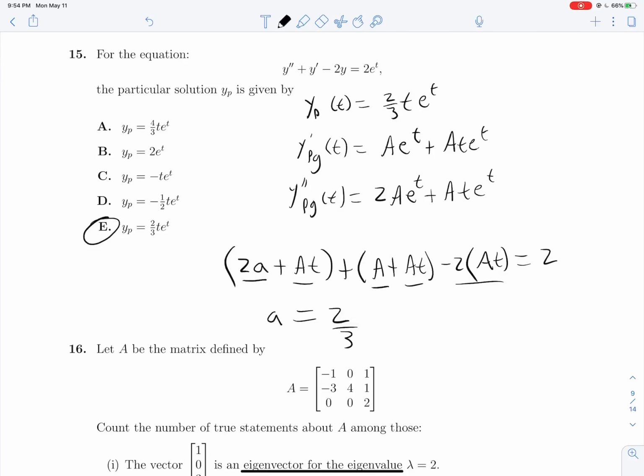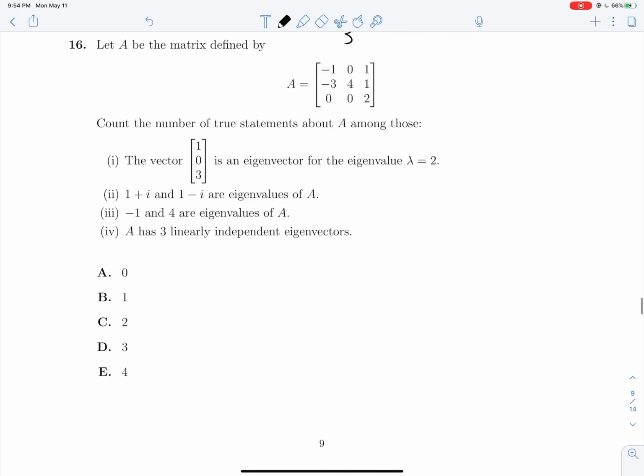So 15 is E. Let A be the matrix defined here. Count the number of true statements about A among these. So the vector 1, 0, 3 is an eigenvector with the eigenvalue lambda equals 2. Well, we can check that really quickly. If I just write out A, we know that an eigenvector, when multiplied by our matrix, will just be scaled by whatever eigenvalue is associated with it.